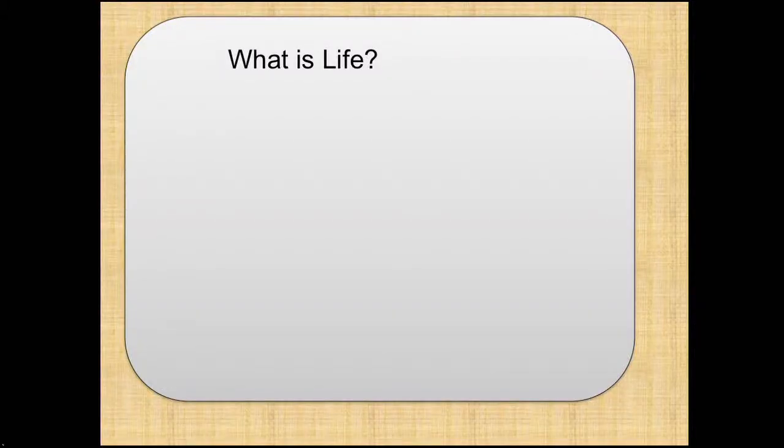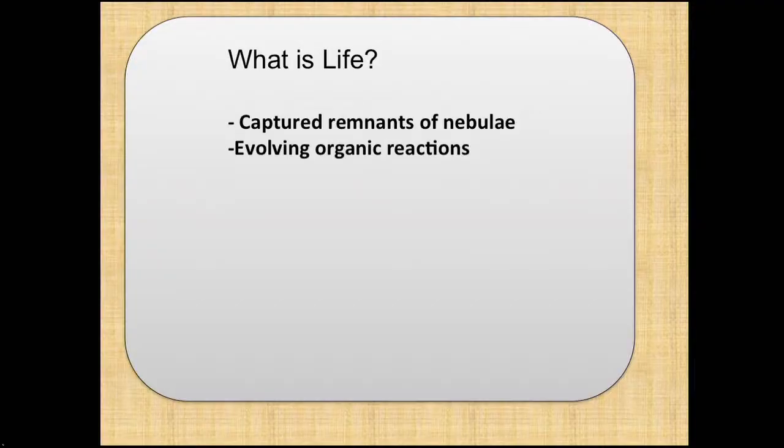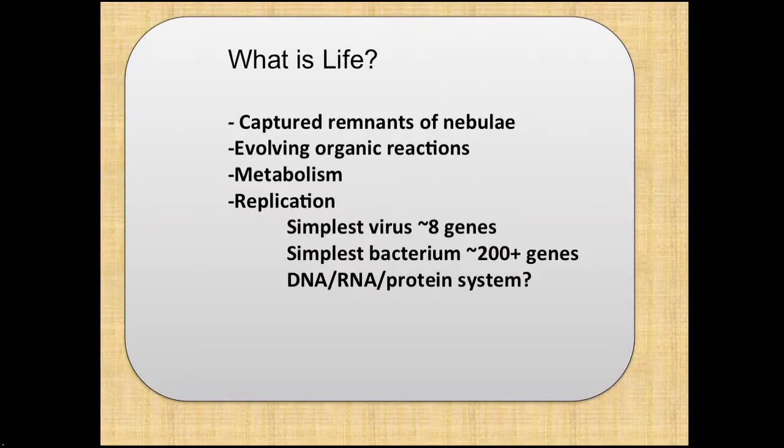So the question arises, well, then if we have all this complexity, what counts as life and what doesn't? It's a question on which opinions differ. But certainly we can regard life as coming from nebulae in some manner, right? Life is evolving organic reactions of various kinds. You have some kind of metabolism that goes on. There's some kind of replicator, and that's an important element, some kind of genetic type system.